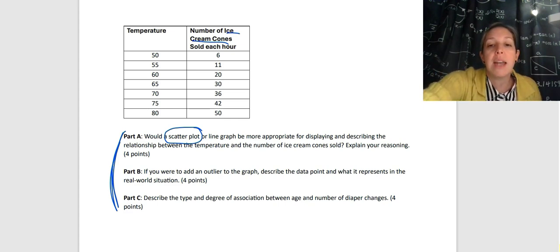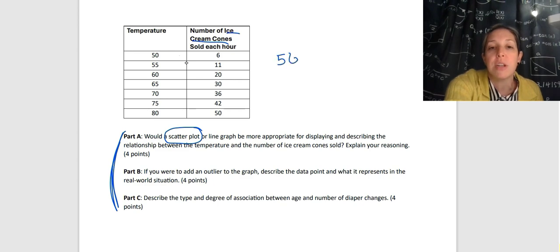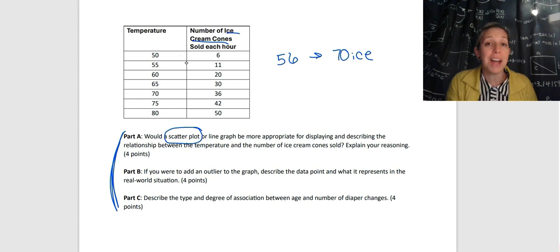Now, if you wanted to add an outlier to this, like let's say I put in here maybe at 56 degrees, they sold 70 ice cream cones. That's going to be an outlier. That does not match the rest of the data at all, nor does it really make sense. So describe the data point and what it represents. You could say maybe a birthday party showed up at this store and there were a ton of kids and families, and even though it was cold, they sold 70 ice cream cones. So just try and think of something that could make sense for whatever your outlier is.